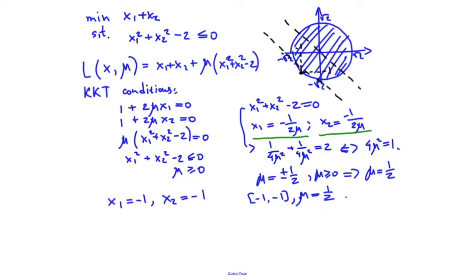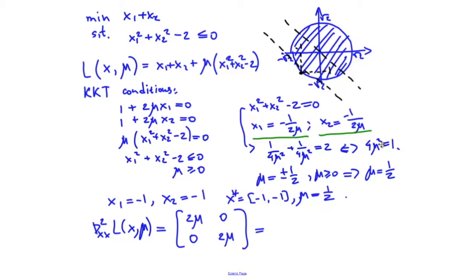For the second order conditions, we need to compute the Hessian of the Lagrangian, right? So for the Hessian of the Lagrangian, we look at the second order derivative with respect to x1 twice first. This will give us 2 mu. Then the mixed derivatives are 0, 0 here, and the second order derivative with respect to x2 twice will give us 2 times mu as well. So this is our Hessian of the Lagrangian. And for our point x star, we'll have just the identity matrix here.